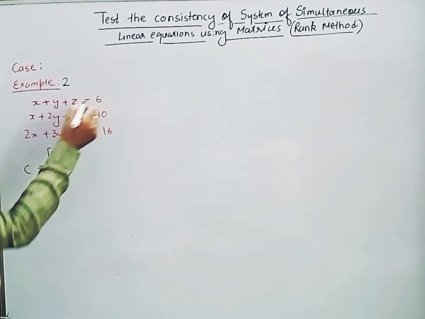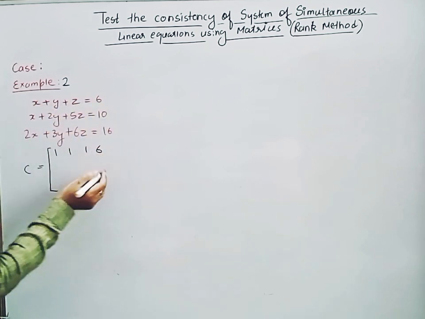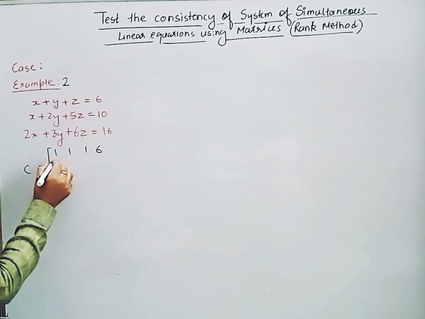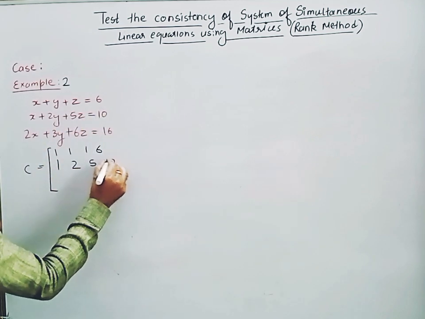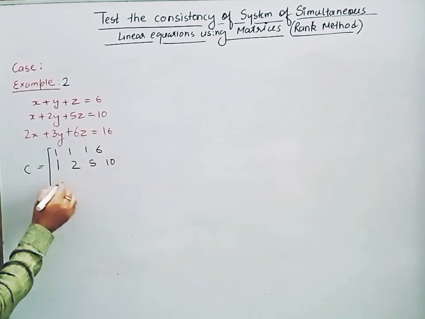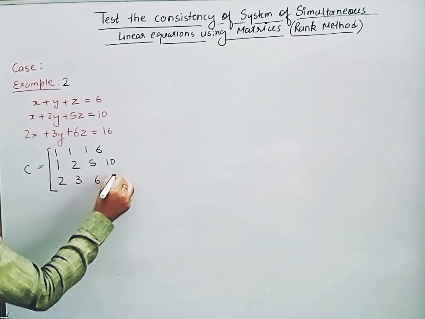This is 1, 1, 1 and 6. For the second row, this is 1, 2, 5 and 10. Then we have 2, 3, 6 and 16.